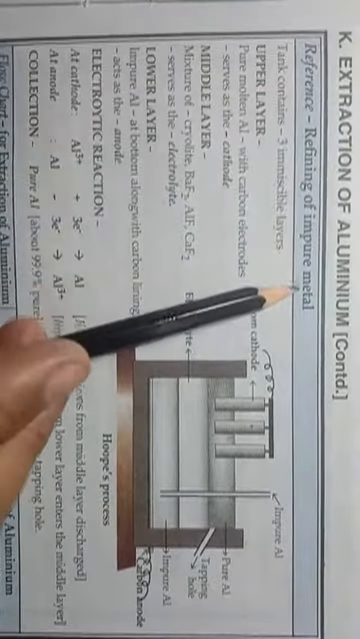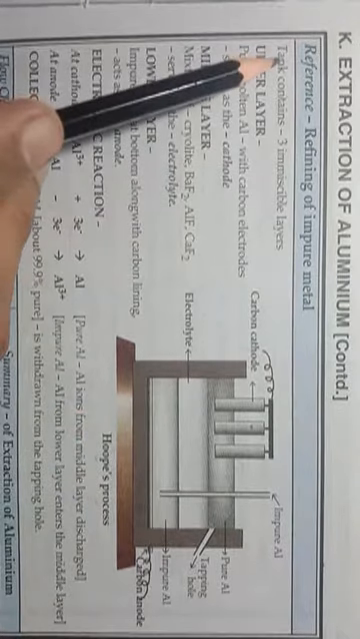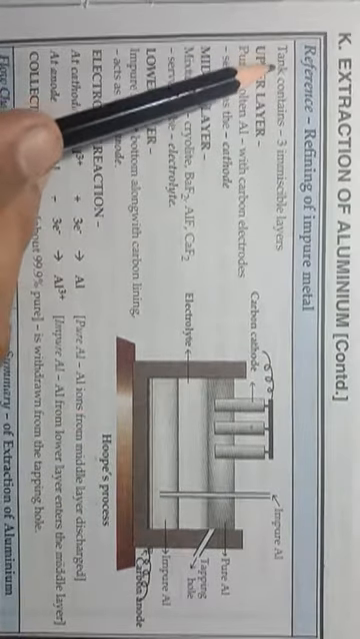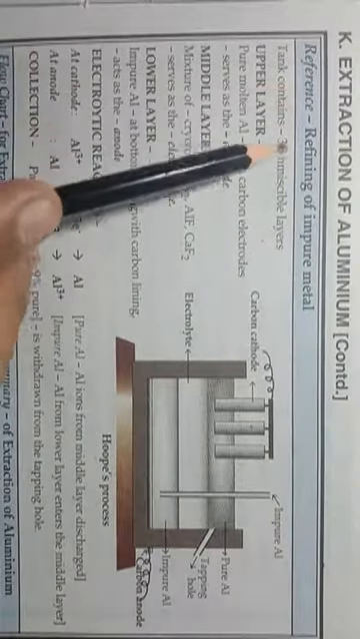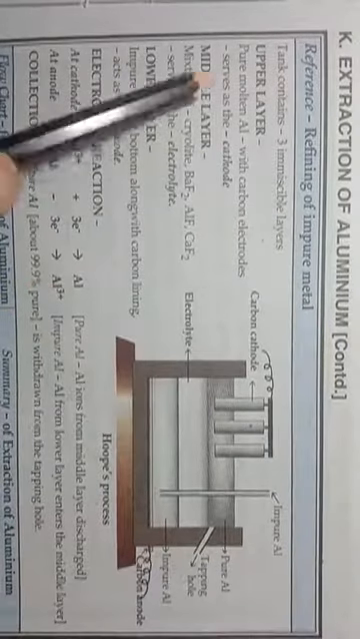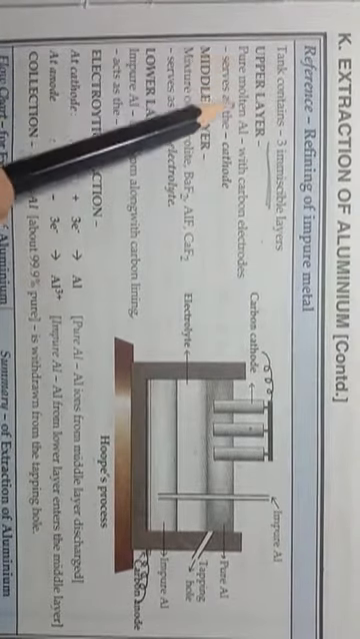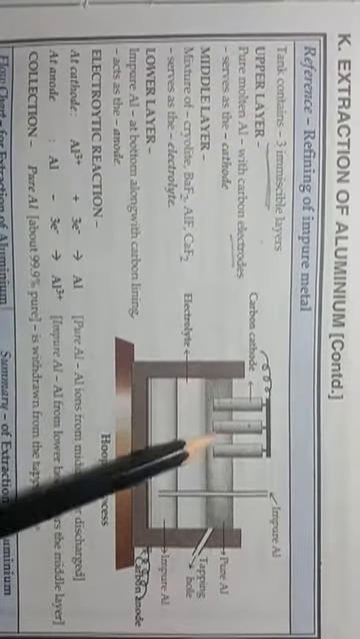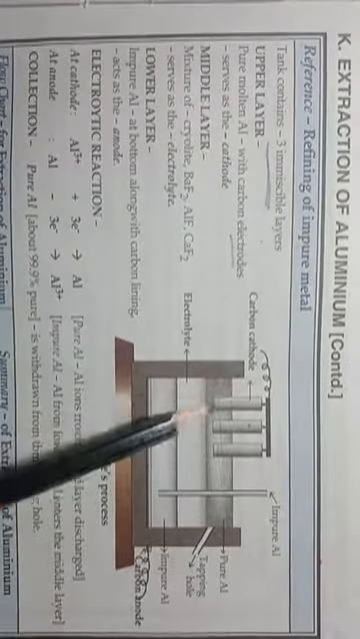Reference: refining of impure metal with the help of Hoope's process. The heading: the tank contains 3 immiscible layers. So in the refining of impure metal, the tank used has 3 immiscible layers. The upper layer, made up of pure molten aluminium with carbon electrodes, serves as the cathode.